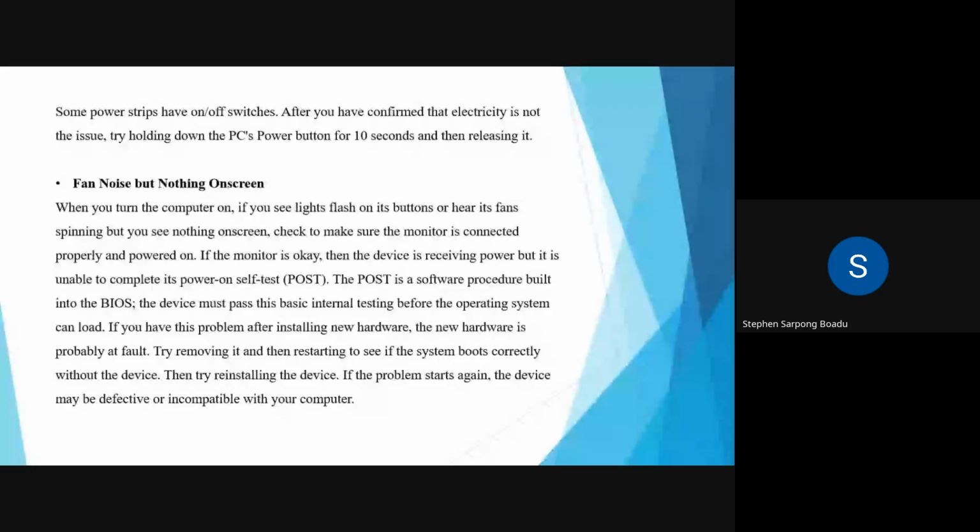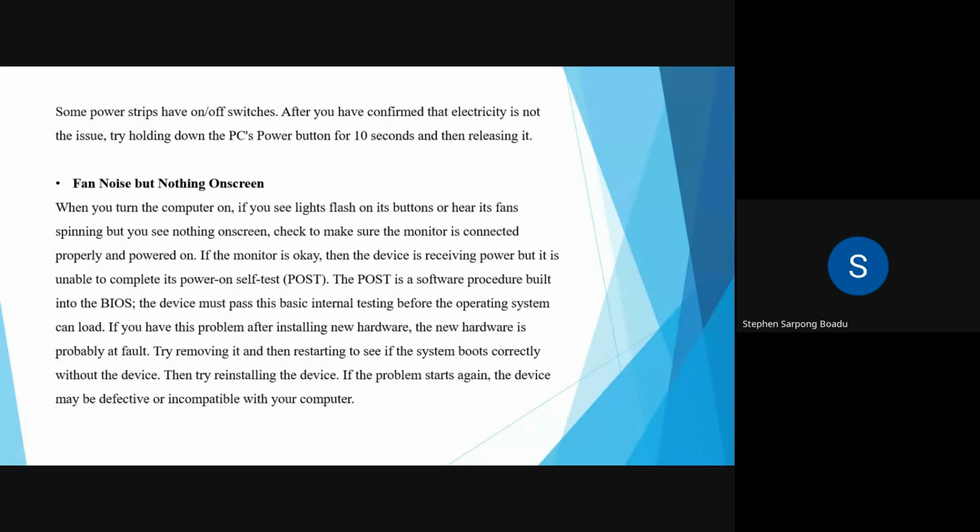So this is the first one, that is no display, okay? And let's move on to another problem. This one, you wake up, you turn on your PC, you can hear the noise, everything is fine, but then your computer is blank. Okay, so when you turn the computer on, you see the light flash on its buttons or hear its fan spinning, but you are seeing nothing on the screen.